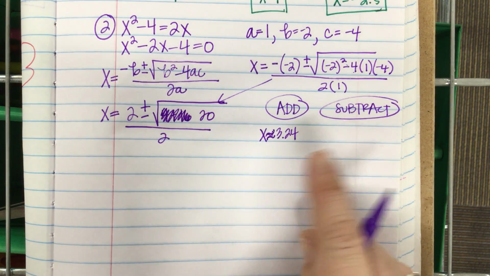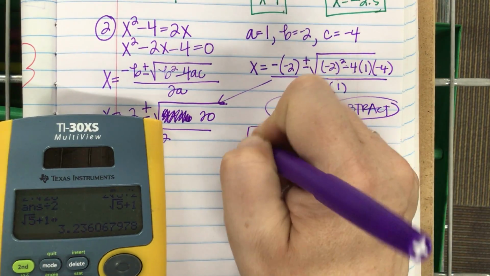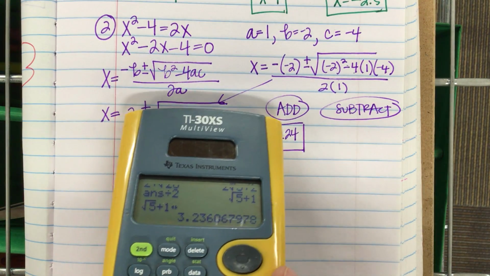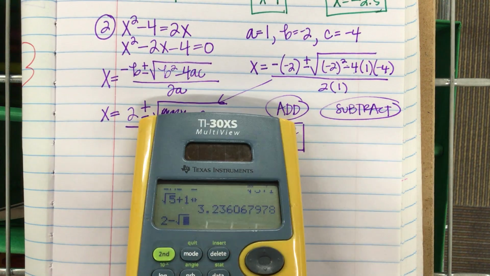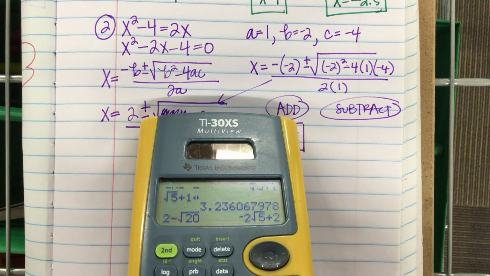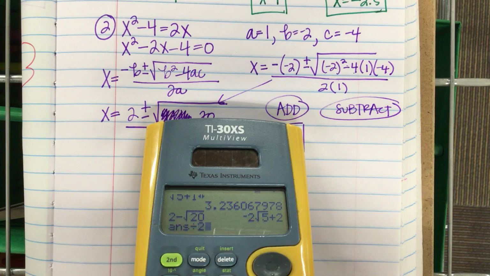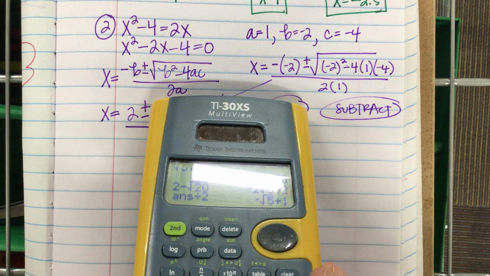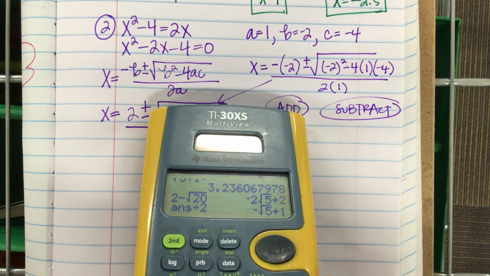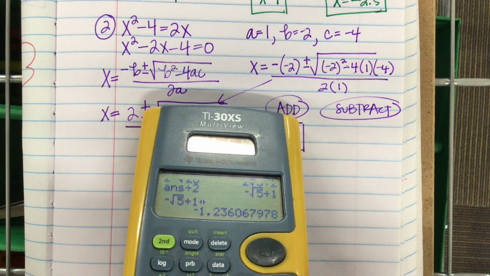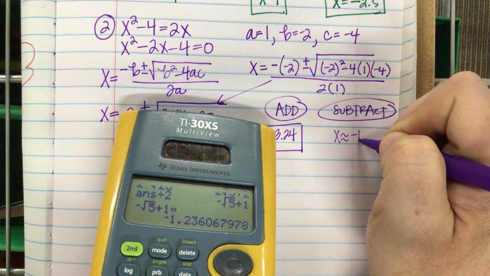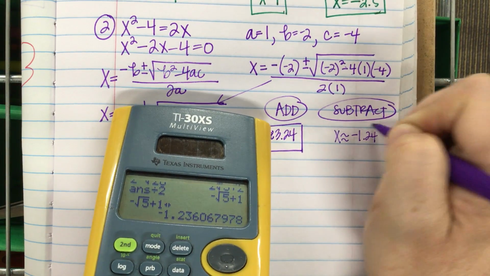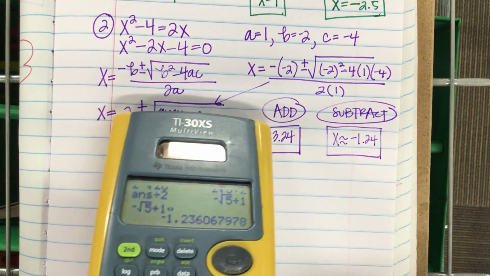Then I'm going to do it again, and I'm going to subtract this time. 2 minus radical 20. Get an answer. Divide by 2. And then I'm going to convert that. It's negative 1 and 24 hundredths approximately, because I rounded, right?